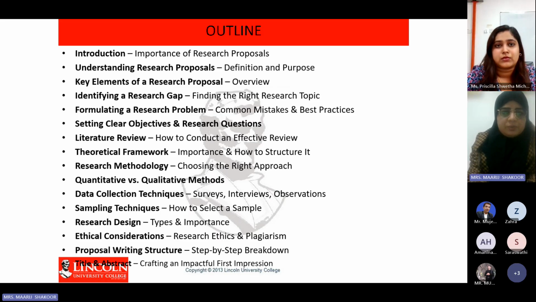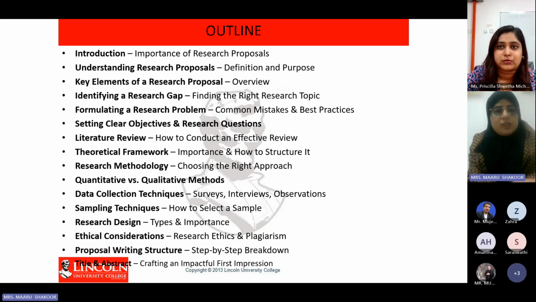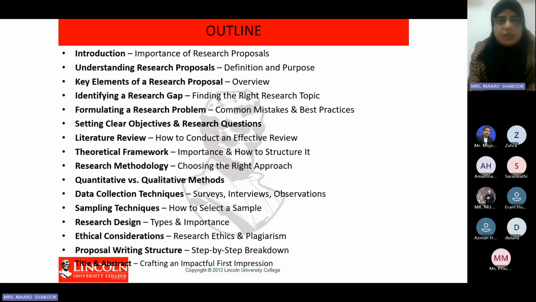Formulating a research problem: you have to avoid mistakes, like saying no, it has not happened, nobody did it already. No, do proper research, then you will get the idea of how to formulate a research problem and how to avoid common mistakes. Setting clear objectives and research questions are also very important. Without these you can't explain your aspect, your theory, or your analysis.